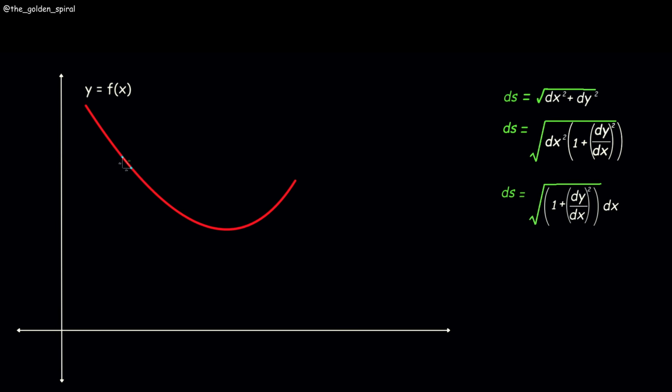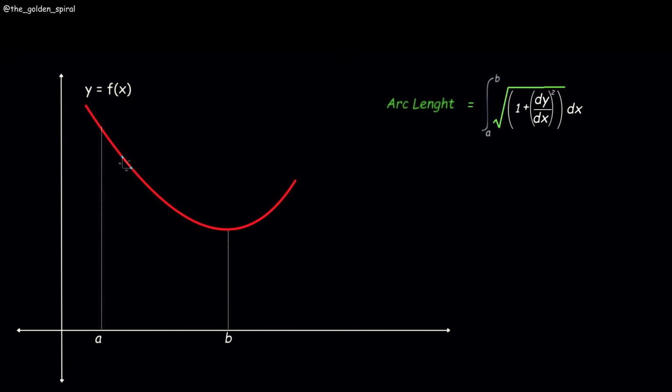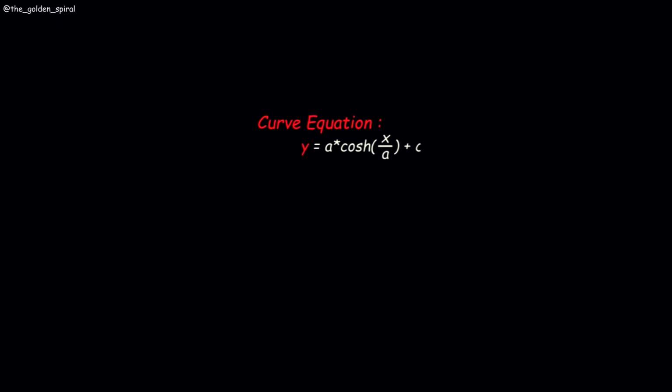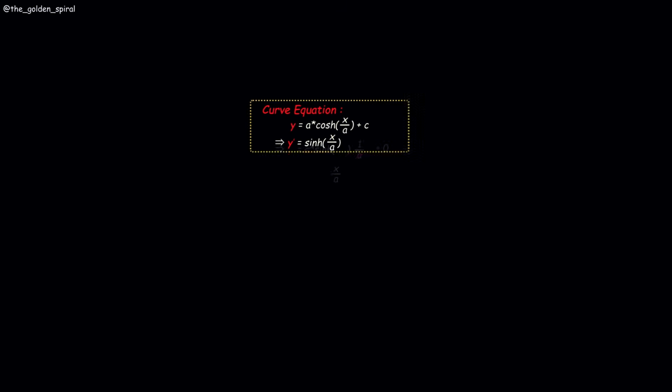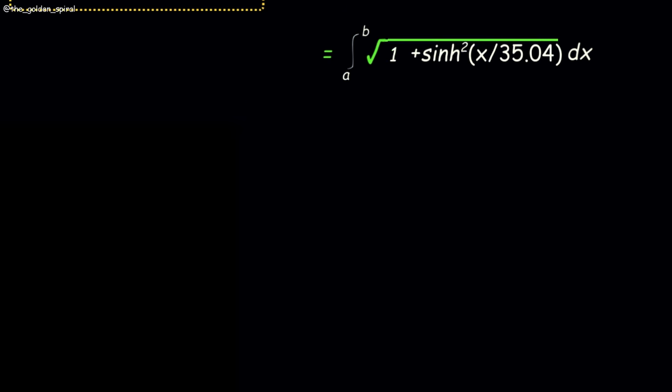We know from calculus, for getting the total length of this curve between the bounds a to b, we can integrate this expression from a to b. In this integrand, we have the first derivative of y. For our curve, y equals a times cosh of x by a plus some constant, its derivative will be a as it is. The derivative of cosh of x by a is sinh of x by a, and the derivative of x by a is 1 by a, thus a and a cancel out, and the derivative of the constant term is 0. For our curve, a is 35.04, so we put it in, and we have to integrate this term.